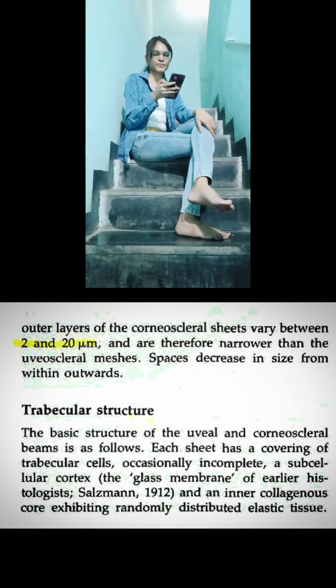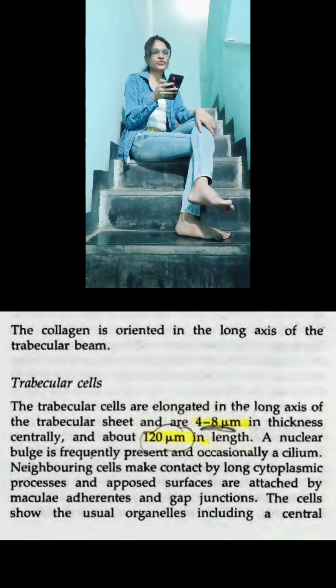Trabecular structure. The basic structure of the uveal and corneoscleral beam is as follows. Each sheet has a covering of trabecular cells, occasionally incomplete, a subcellular cortex, the glass membrane of the earlier histologist Salzmann, 1912, and an inner collagenous core exhibiting randomly distributed elastic tissue. The collagen is oriented in the long axis of the trabecular beam.